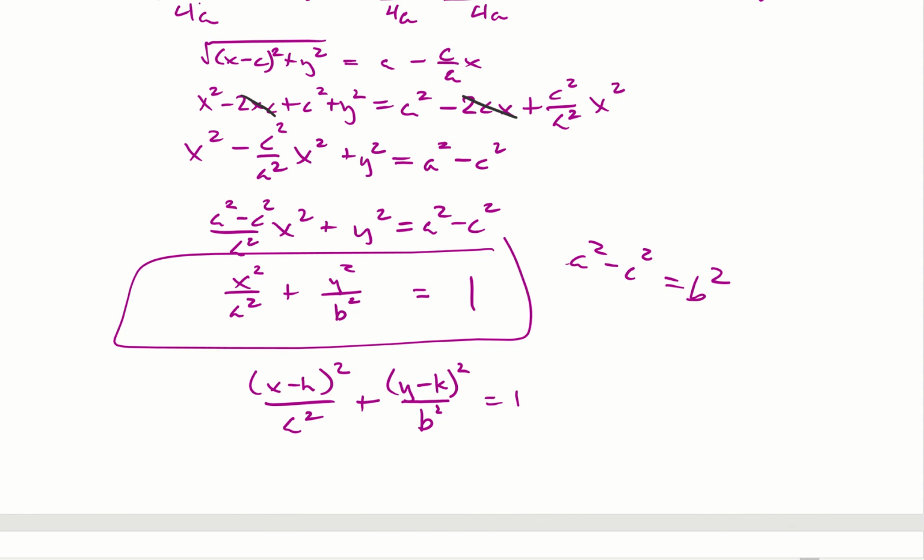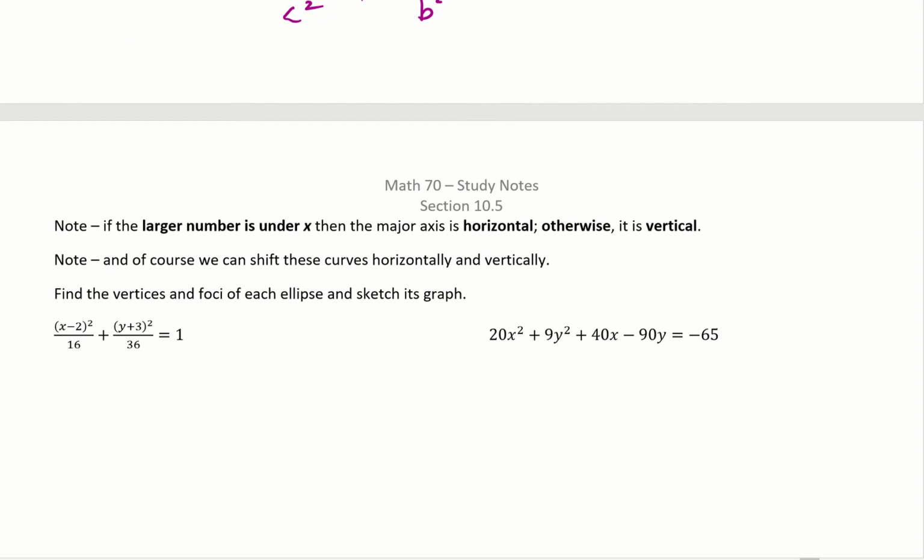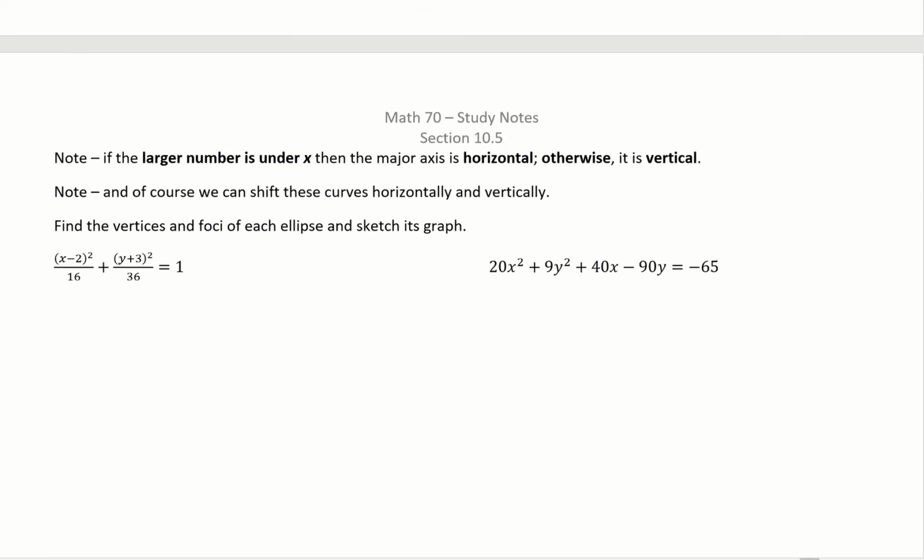Let's look at a couple of examples where they're asking us to find all kinds of stuff. So it's going to be kind of long because I developed that, but maybe some of you can fast forward to this moment here. Okay, I say here, note, the larger number is under x. If the larger number is under x, then the major axis is horizontal. But if the larger number is under y, then it's vertical. You'll see that. And of course, we can shift these things like I just said. So let's find these guys.